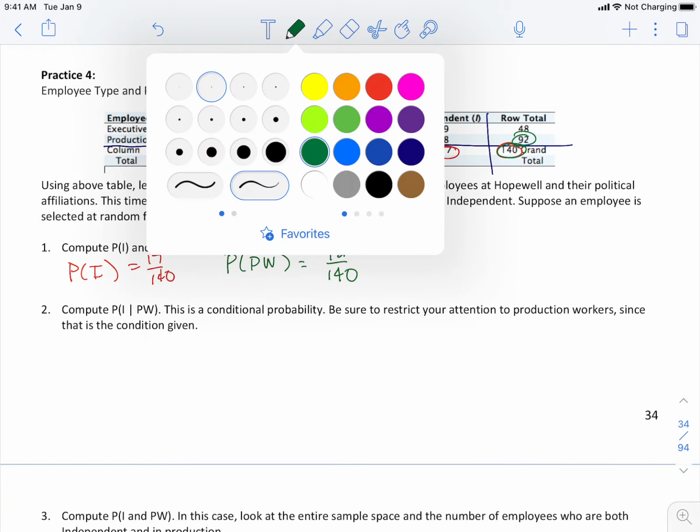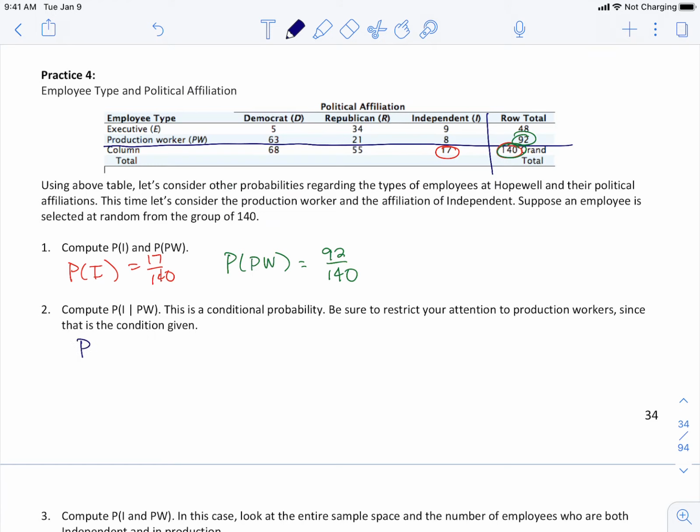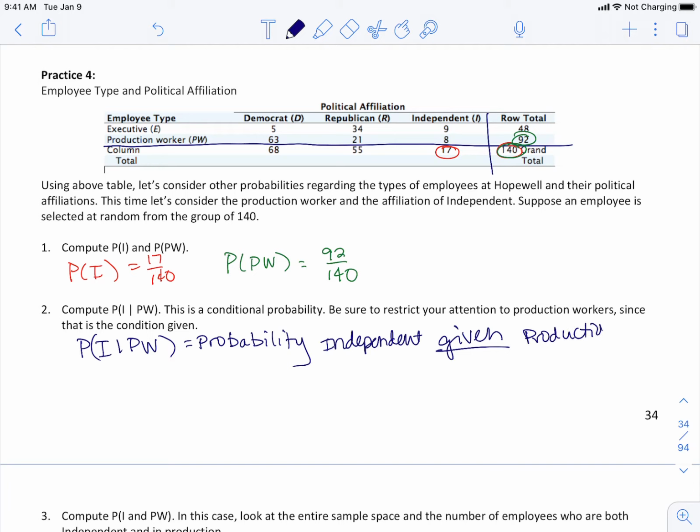All right, this time I want the probability that someone is independent given they are a production worker. So this is a conditional probability. We need to make sure we restrict our attention to production workers since that is the condition given. Again, this is the probability that someone is independent given they are a production worker. So whatever they're given, that becomes the total. I want you to find this, please.